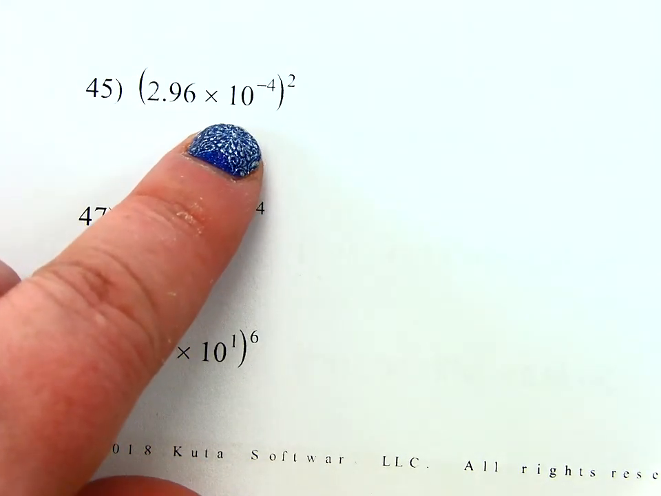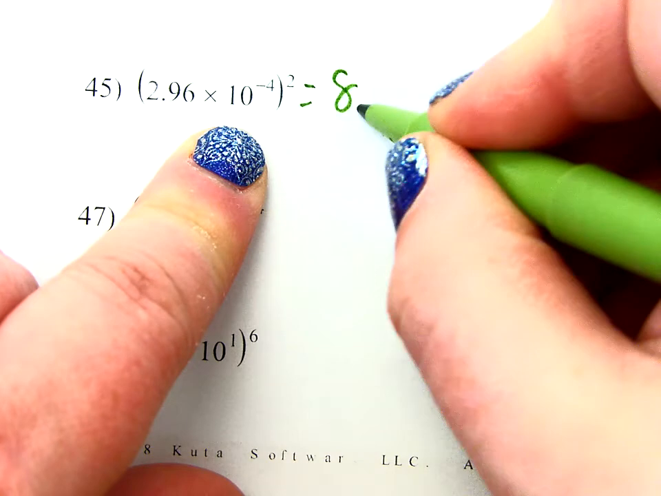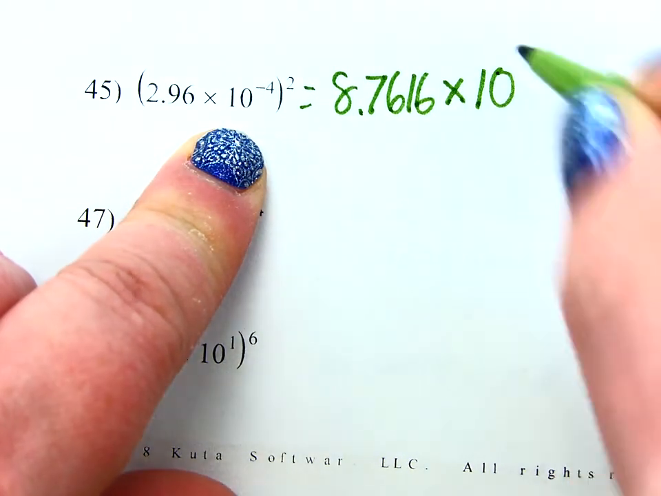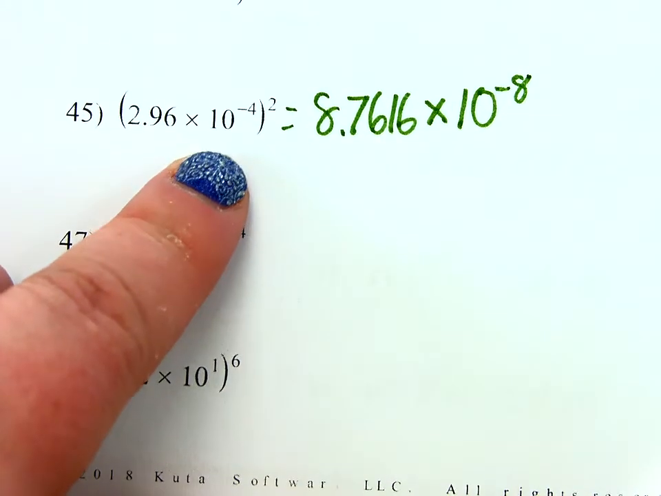But when I square 2.96, that gets me 8.7616. And it would be times 10 to the what power? Negative 8. Am I done?